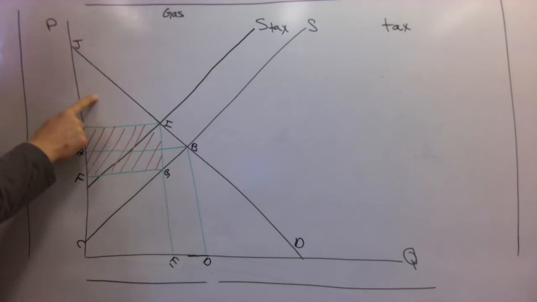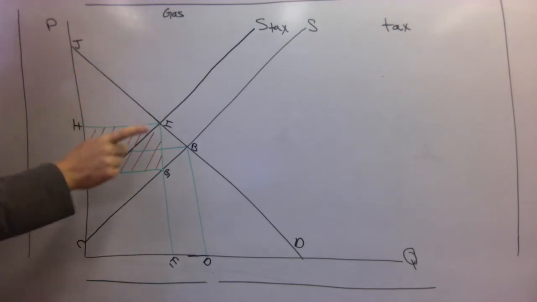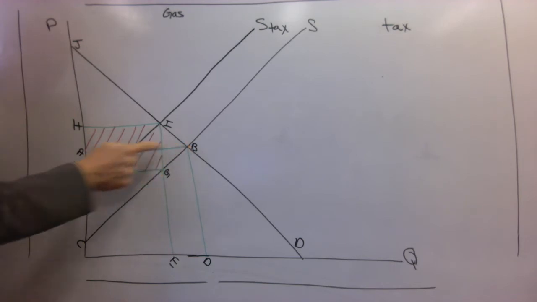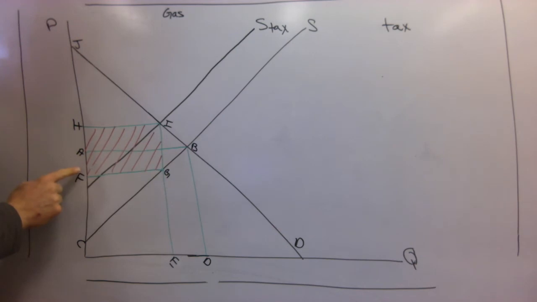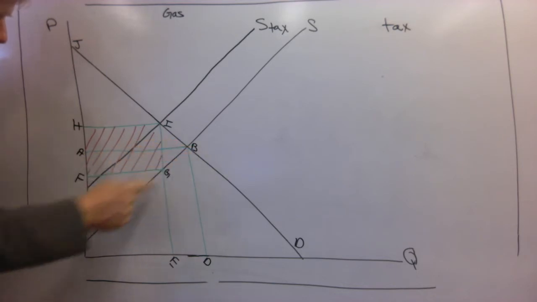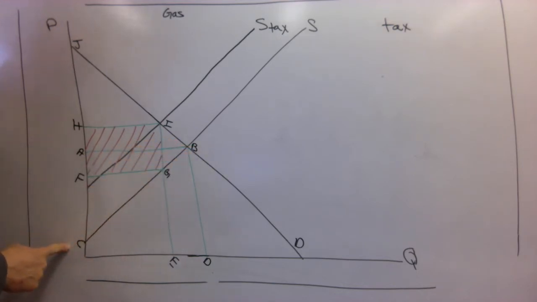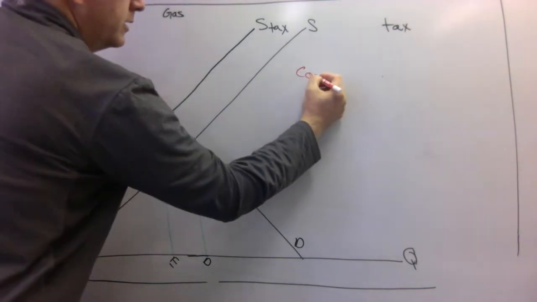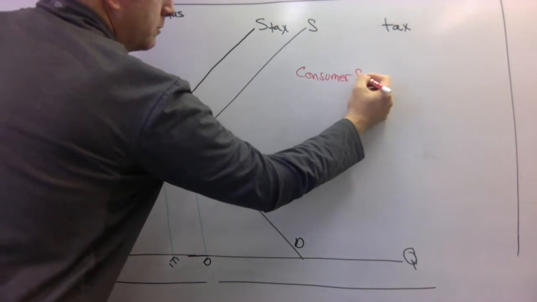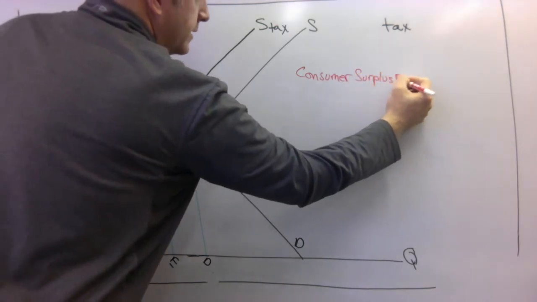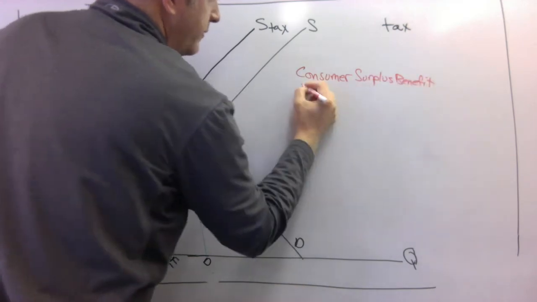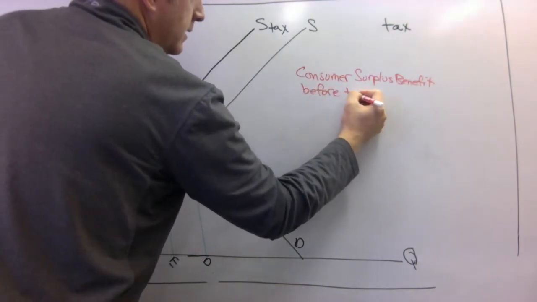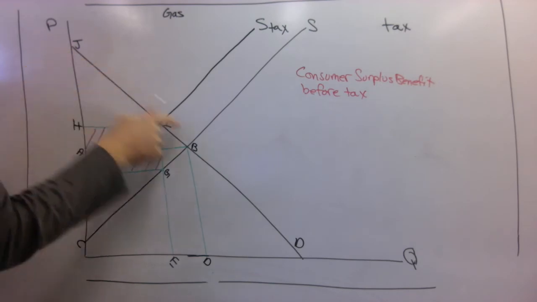In this scenario, consumer surplus before the tax is JBA. All the area under the triangle drawn out by JBA is consumer surplus before the tax. All the area in the triangle ABC is producer surplus before the tax. So if we write that down, we'd say consumer surplus benefit before the tax is equal to JBA.